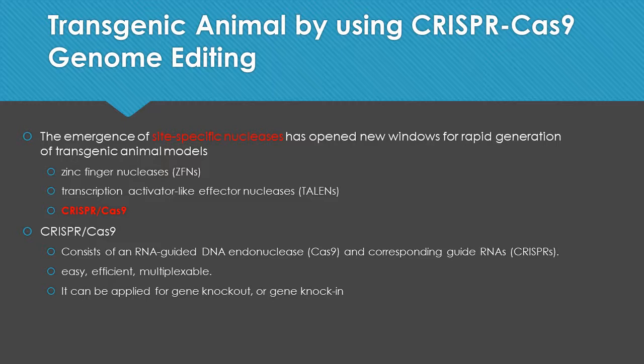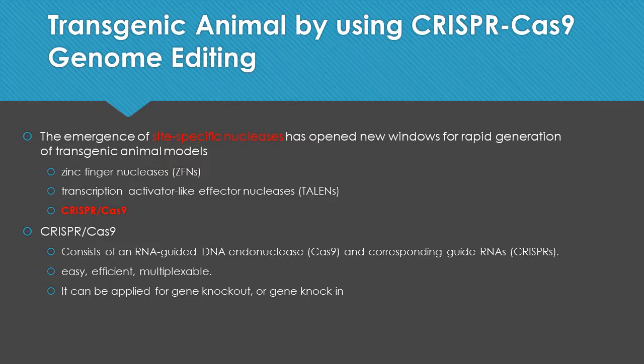Currently, we have new technology in genome editing that is able to produce transgenic animals. The emergence of site-specific nucleases has opened new windows for rapid development in transgenic animal models. There are zinc finger nucleases, transcription activator-like effector nucleases or TALEN, and the newest one is CRISPR-Cas9.